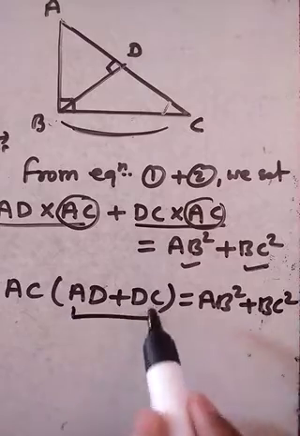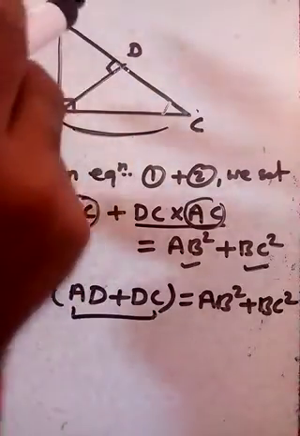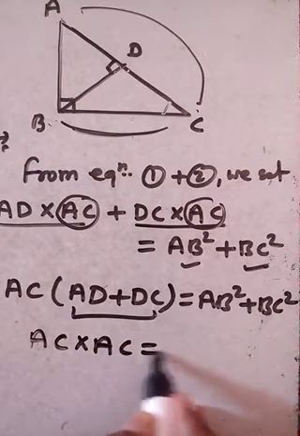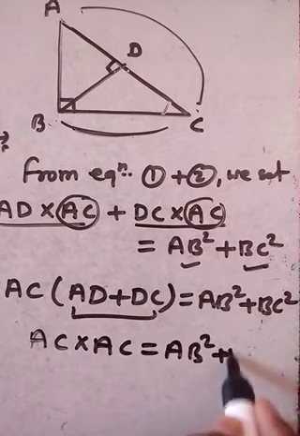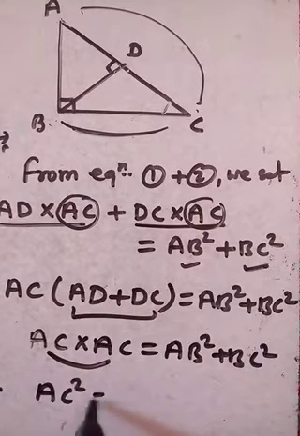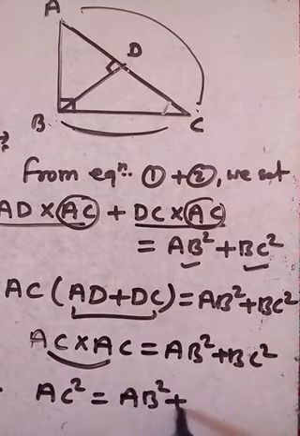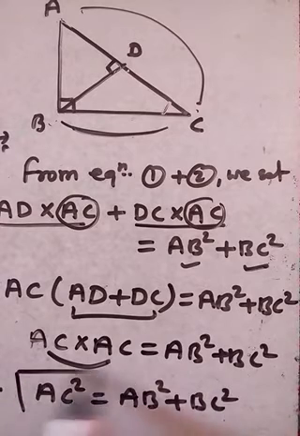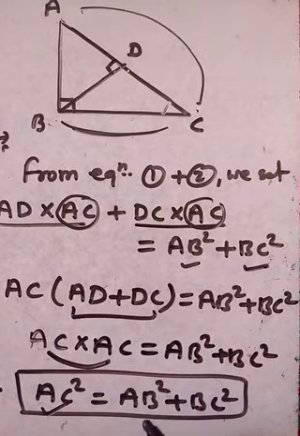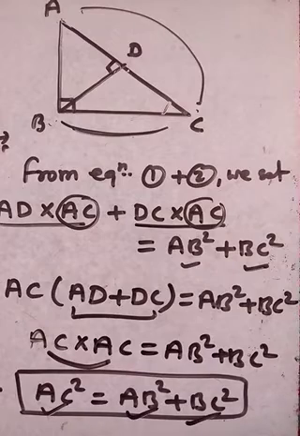From the figure, AD plus DC is the whole AC, so AC into AC is equal to AB square plus BC square, and now AC into AC is AC square, equal to AB square plus BC square. So the square of the hypotenuse of a right angle triangle is equal to the sum of squares of the other two sides, and this is the Pythagoras theorem.